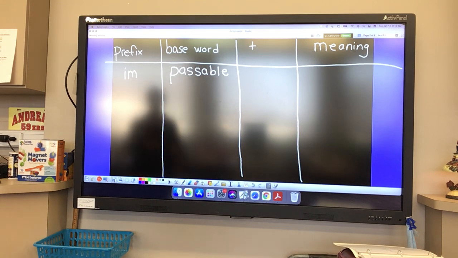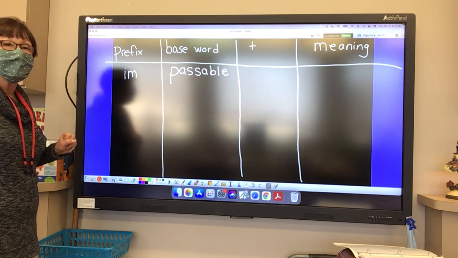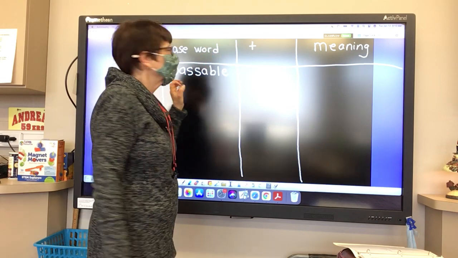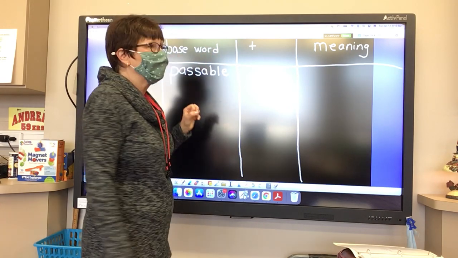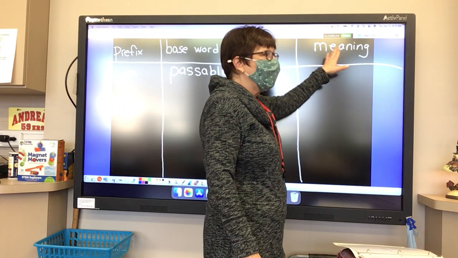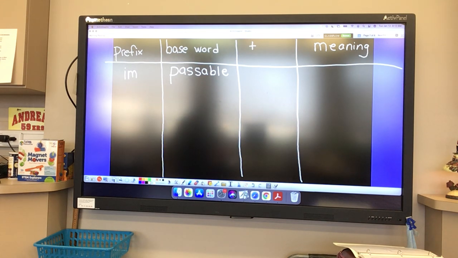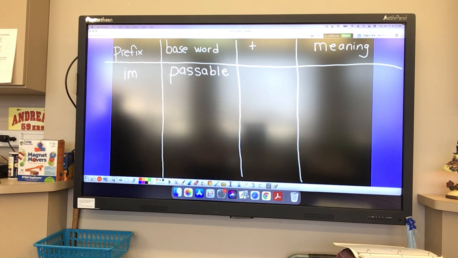We're going to make one column that has our prefix, that says prefix. We're going to make a column that says base word. We're going to make one that says plus, because we're going to add our prefix and our base word together. And then we're going to make a column heading that says meaning on it. Can you do that? Yeah, you can do that. And draw a line in between them. Just like that. We've done ones like this before. We're going to make our columns.